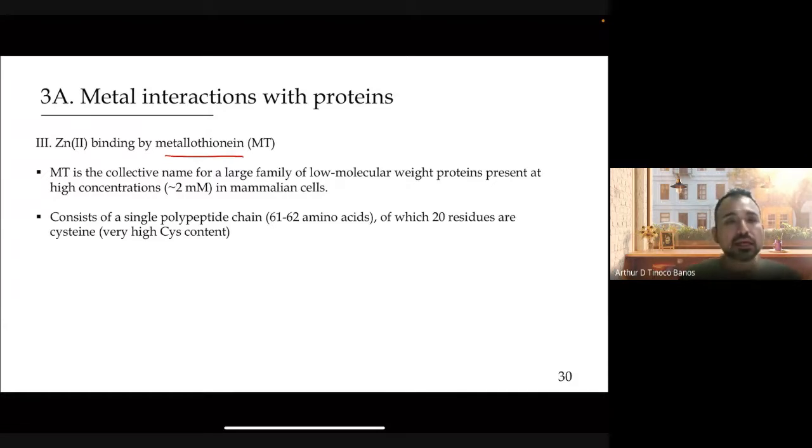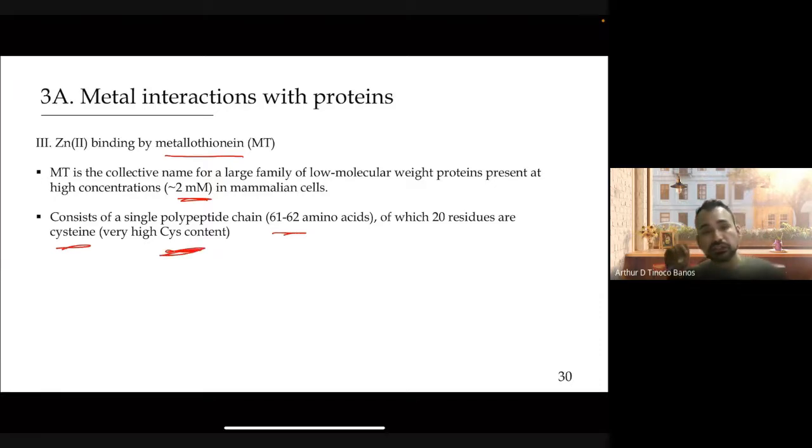Metallothionein is the collective name for a large family of low molecular weight proteins that are present at very high concentrations. So 2 millimolar in the context of cells is extremely high. Maybe from our perspective, 2 millimolar is not that high, but in the cellular environment, that's super high. This particular protein consists of a single polypeptide chain, so one unit of 61 to 62 amino acids. One third of those amino acids are cysteine amino acids. So this particular protein has a very high cysteine content.